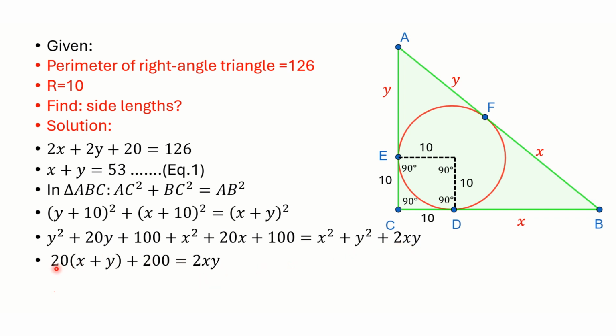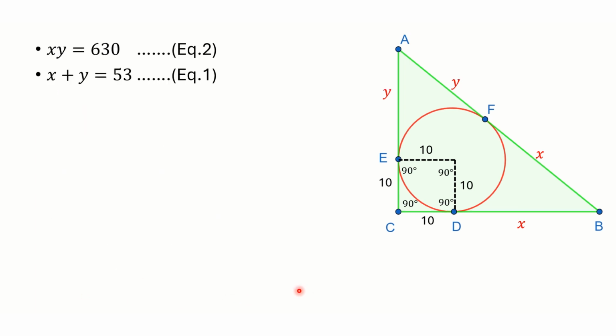So basically I have taken 20 common, so I can say 20 times (x plus y) plus 200 is equal to 2xy. Now let us plug the value of x plus y from equation 1. x plus y equals 53. So I can plug this value here: 20 times 53 plus 200 equals 2xy, and if you divide by 2, this becomes xy, which is equal to 630. So this is my equation 2.